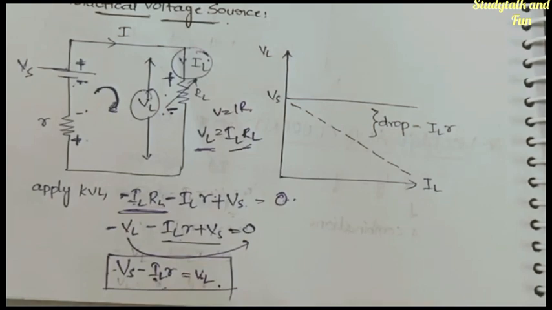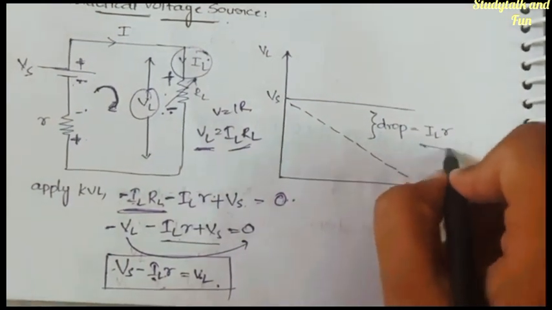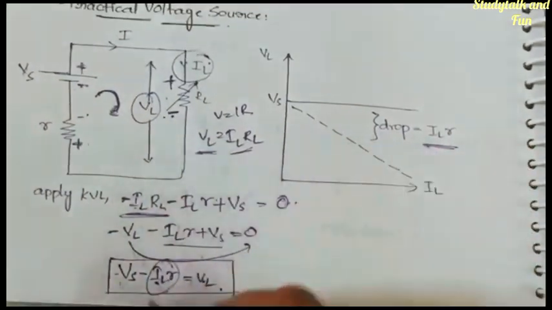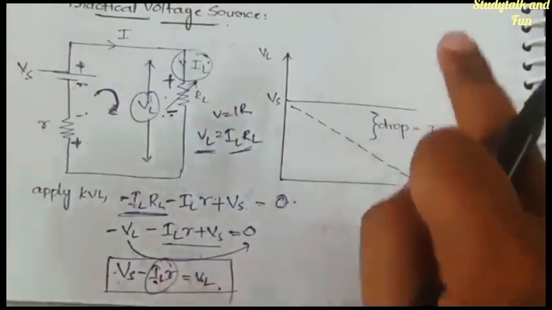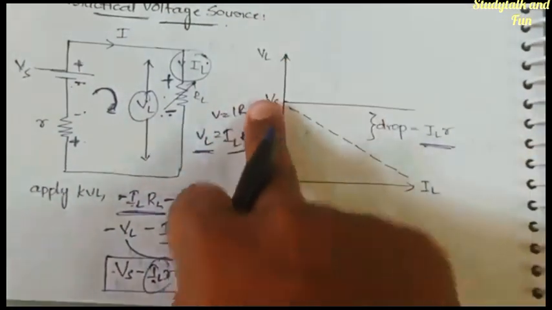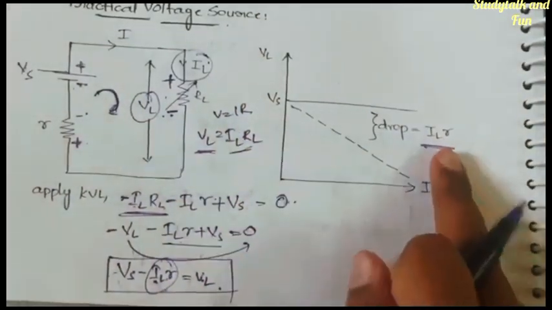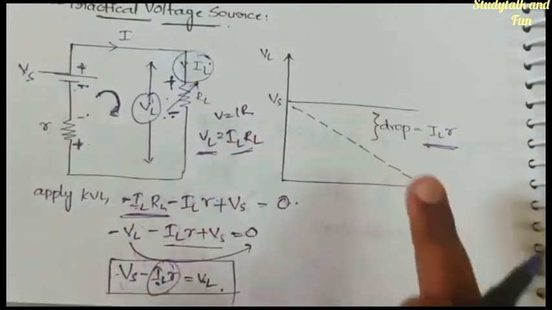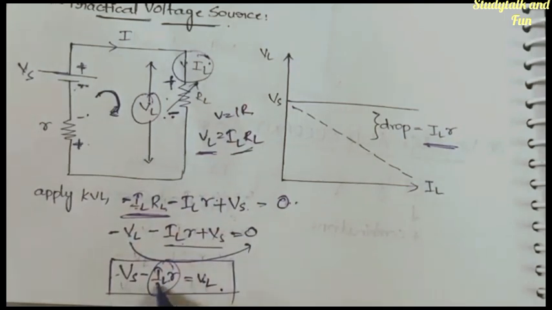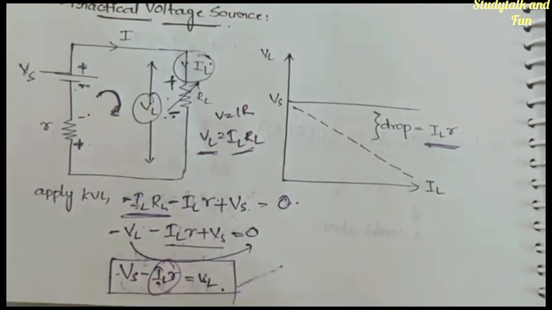And what is that called? It is called the drop, and that is represented here. IL r is the drop. Since you are subtracting this IL r from Vs in order to get VL, this is called the drop. And the graph will be in this way. Vs minus IL into r is equal to VL. This you get on applying Kirchhoff's voltage law. Okay, done. I hope you guys are clear.